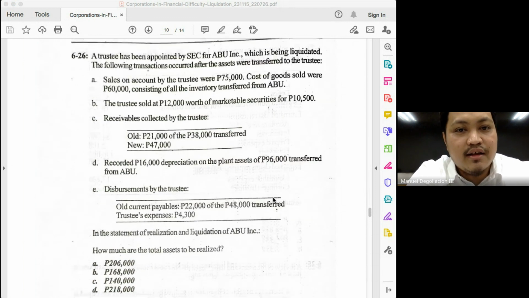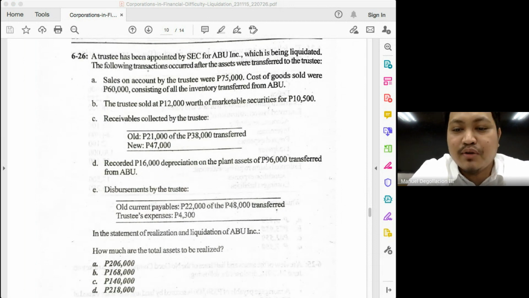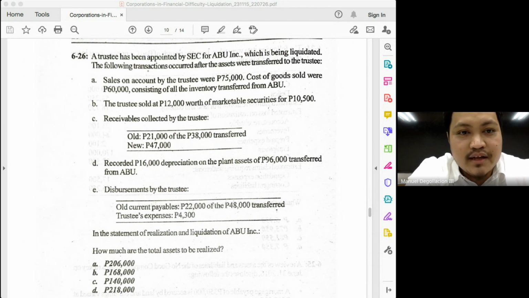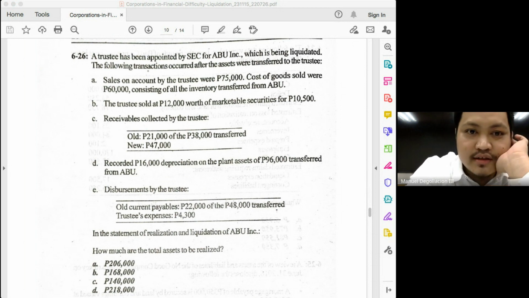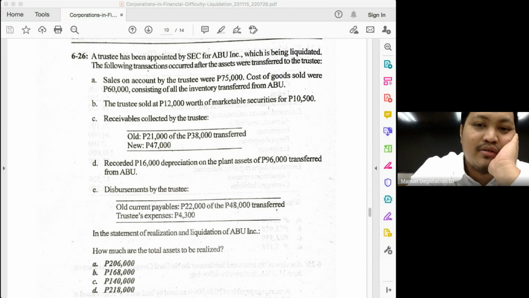Letter A, how much were we able to realize from our 60,000 inventory? We were able to realize 75,000. So that will now form part of our assets realized. Okay, and the value now will be the 75,000. We were able to realize cash in the amount of 75,000. Next would be for the sale of the marketable securities. It was sold for 10,500. Okay, so this will be included in our assets realized, and the value that will be used will be the amount realized, which is 10,500.